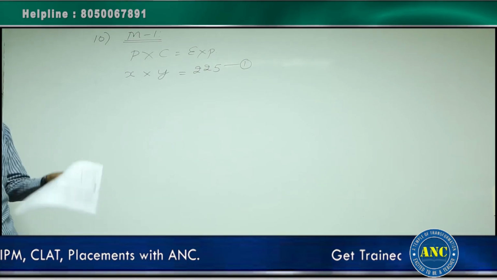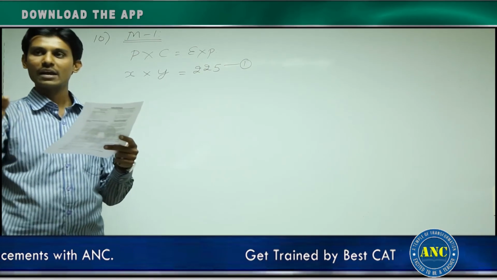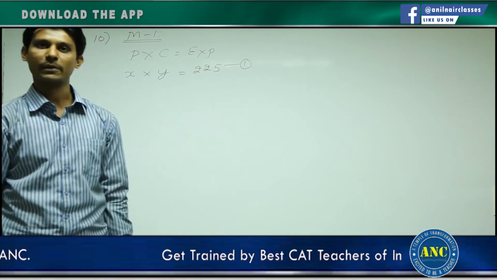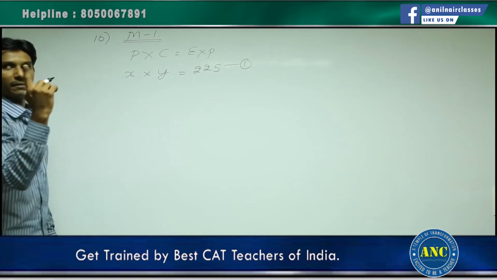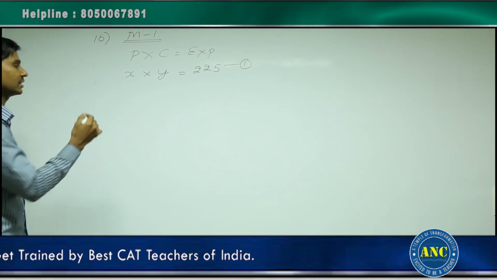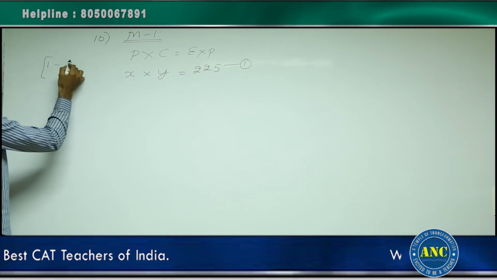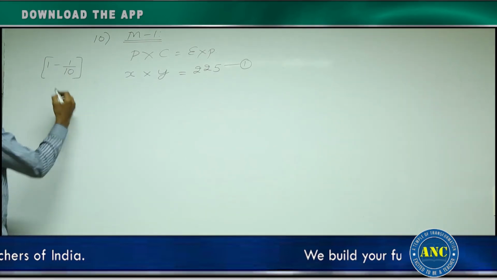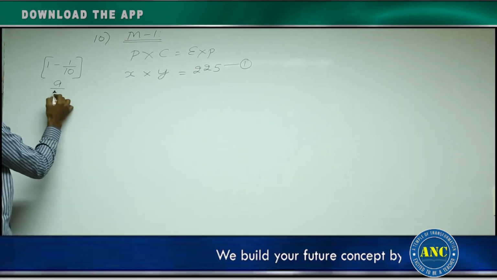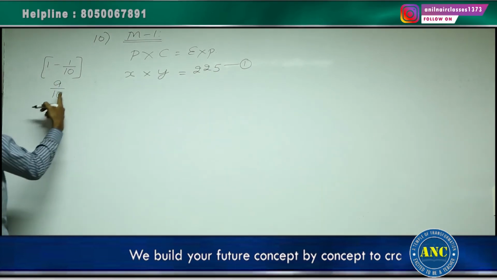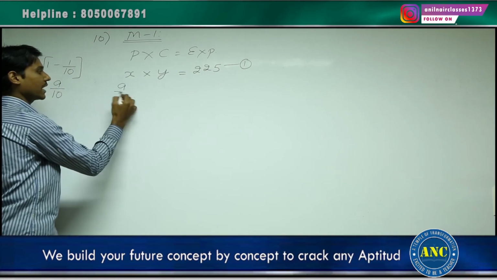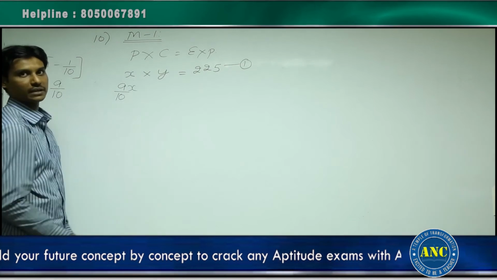But what happened? You reduced the price of sugar. A reduction of 10% in the price of sugar. Earlier it was 1. Now there is a reduction of 10%. 10% is 1 by 10. It becomes 9 by 10. If it is 1, it becomes 9 by 10. If it is X, it becomes 9 by 10 of X.